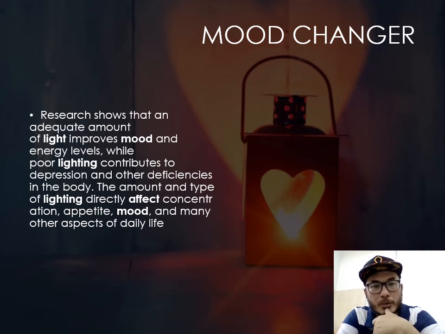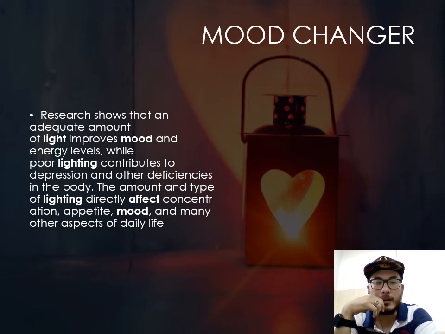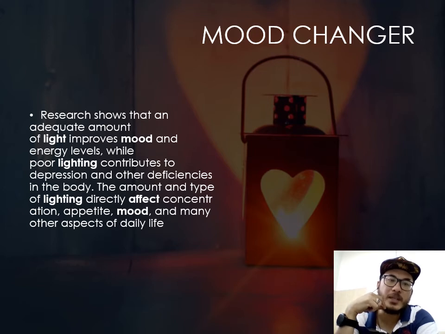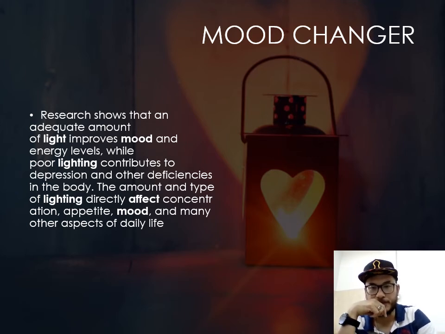Research shows that an adequate amount of light improves mood and energy levels, while poor lighting contributes to depression and other deficiencies in the body. The amount and type of lighting directly affect concentration, appetite, mood, and many other aspects of daily life.